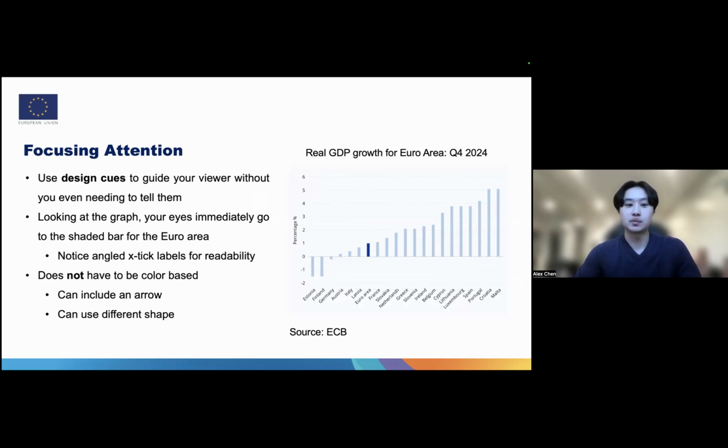And it doesn't have to be color based. You could have an arrow, you could use a different shape. But the idea is, if you want to focus attention, it's good to have it visually too, right? That's the point of a graph, rather than having to spell it out.